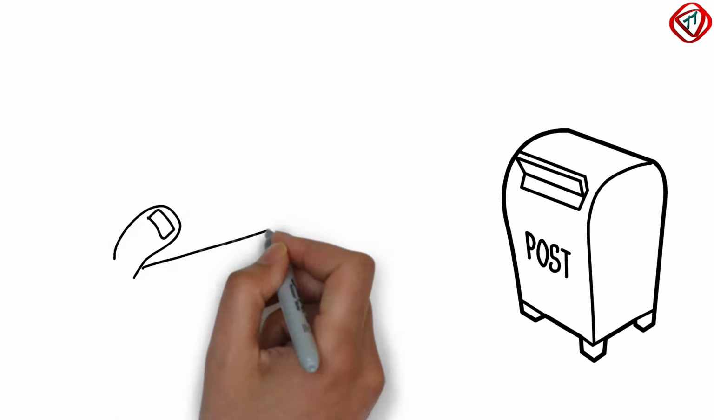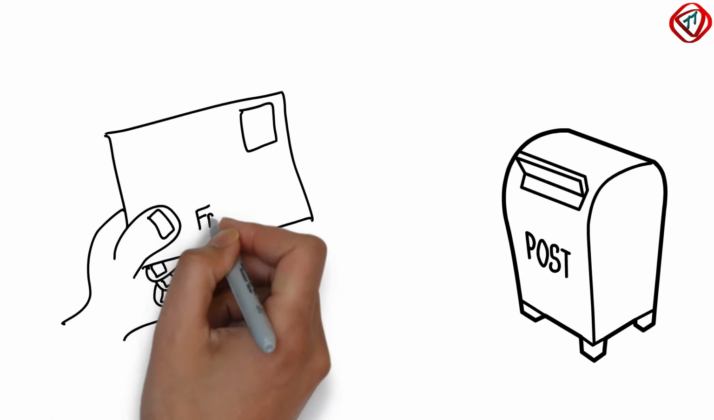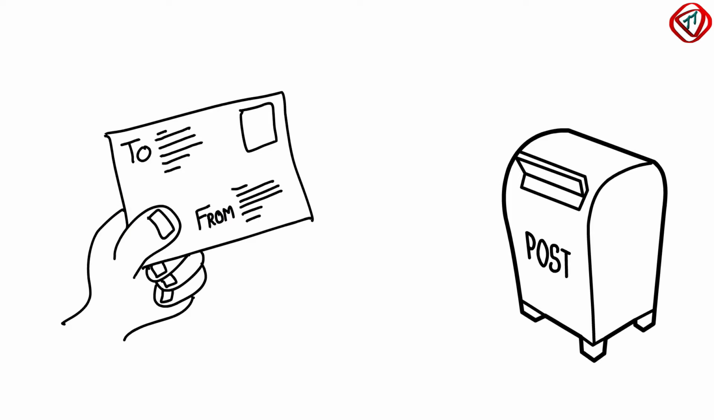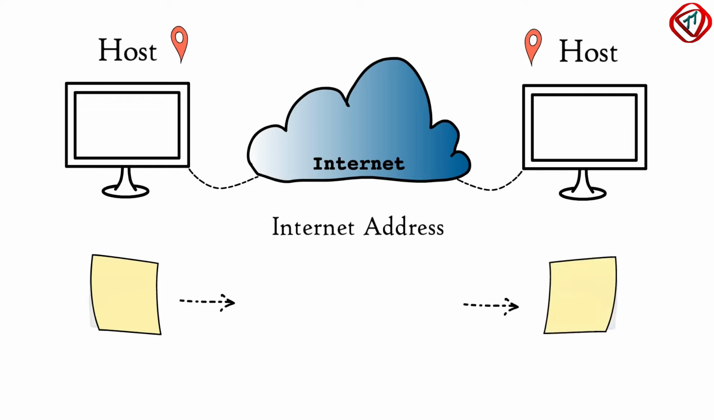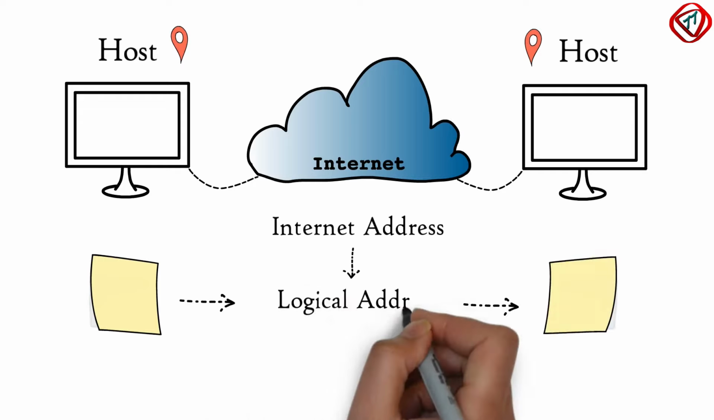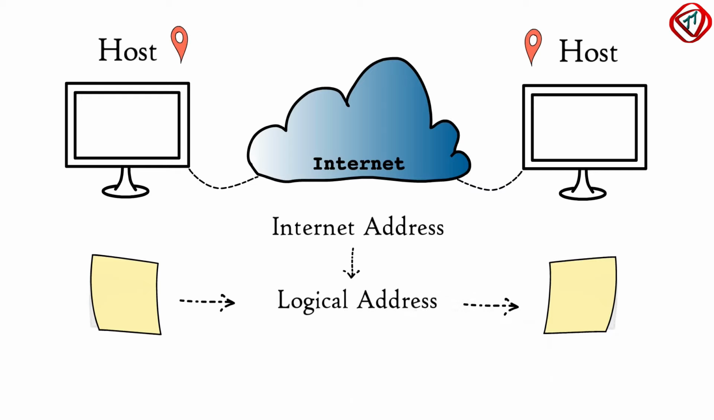While posting a mail, we used to write sender's and receiver's address on the envelope. Similarly, internet addresses are required to send a message from one computer to another via the internet. We call such addresses logical addresses. In the network layer, these logical addresses are called IP addresses.